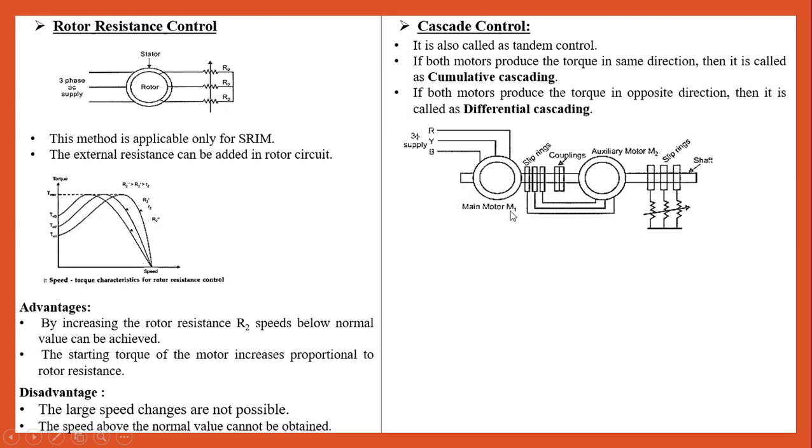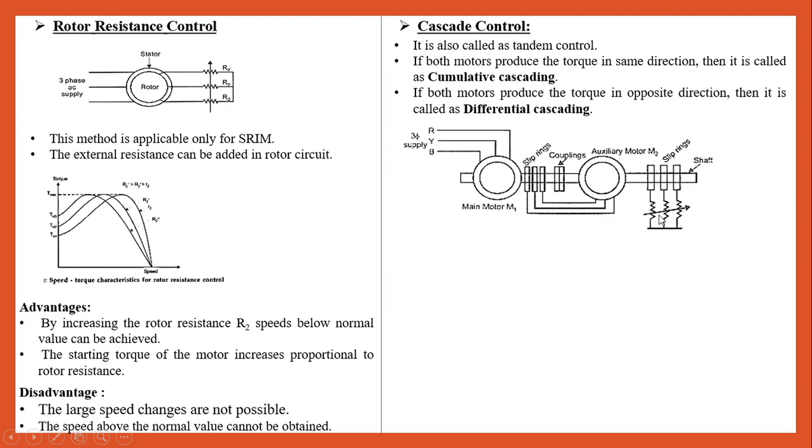Main motor should be slip ring induction motor. Auxiliary motor used here may be slip ring induction motor or squirrel cage induction motor. But main motor, it must be slip ring induction motor. There is a coupling made between main motor M1 and auxiliary motor M2. Terminals taken from slip ring are connected with the stator coil of auxiliary motor M2.